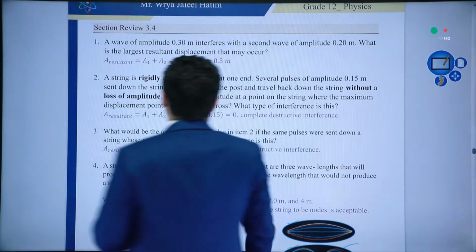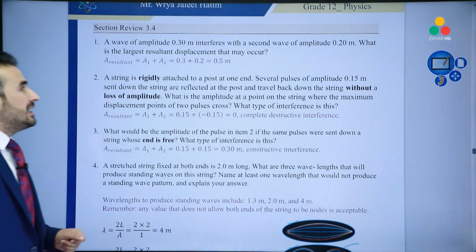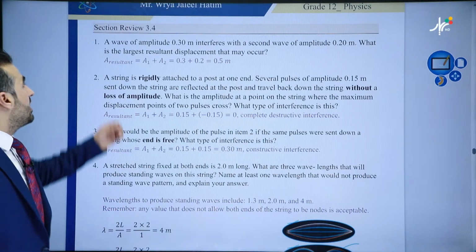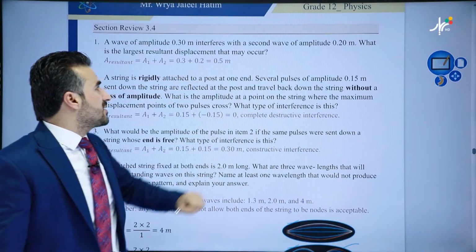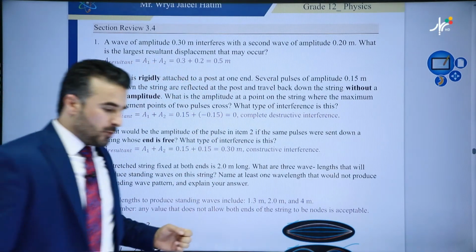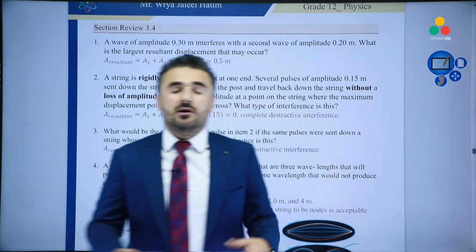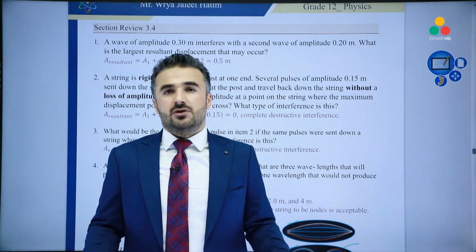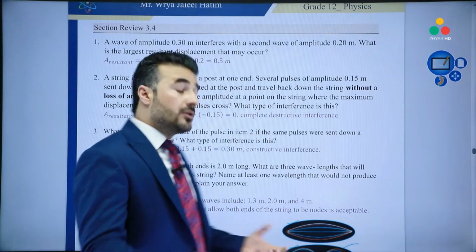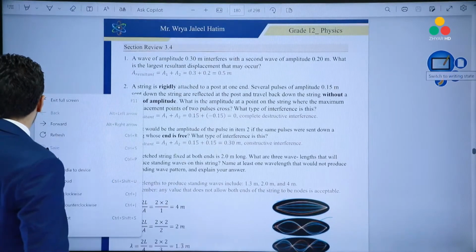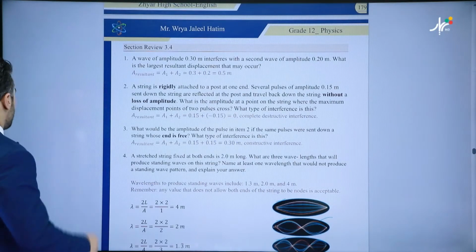It says a wave of amplitude 0.3 meter interferes with a second wave of amplitude 0.2 meter. What is the largest resultant displacement that may occur? Yeah? Remember, we want the largest resulting amplitude. So if we want the largest, then of course we'll have to use constructive interference. And in constructive interference, of course, we're going to combine their displacements, correct? Yes, well done, very good.